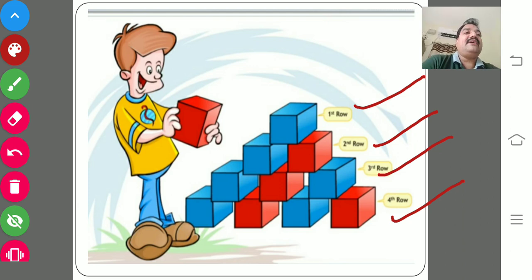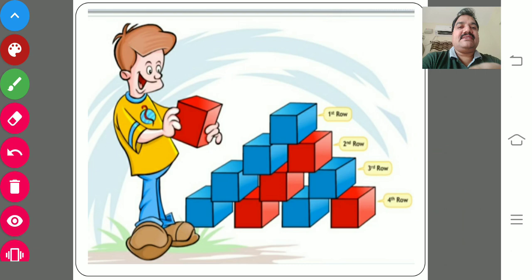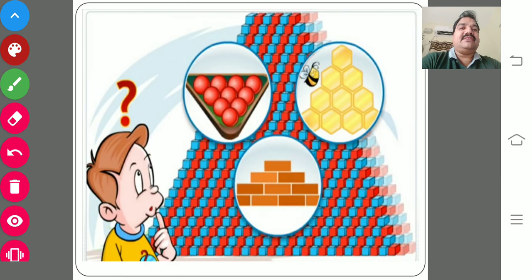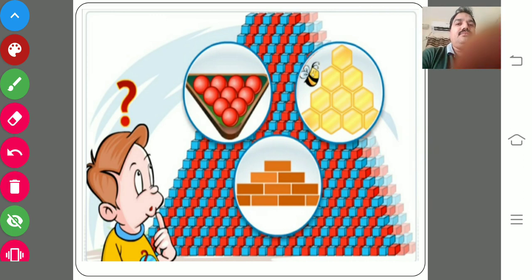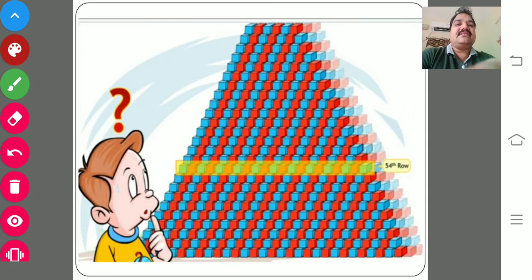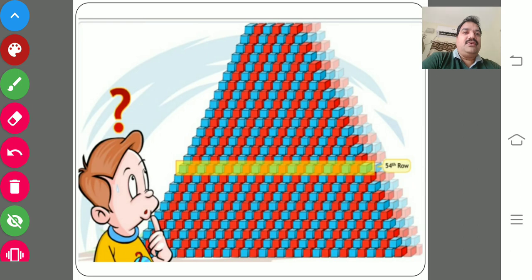You can easily calculate. Whereas if you go with a bigger one, yes, you see here in this pyramid, you can't count the blocks because it's a bigger pyramid.